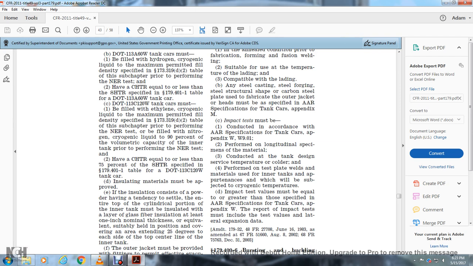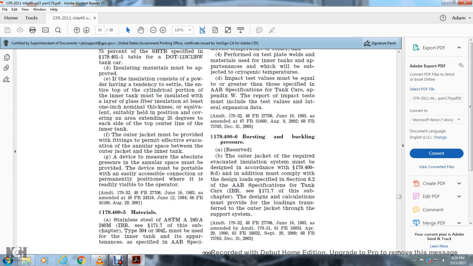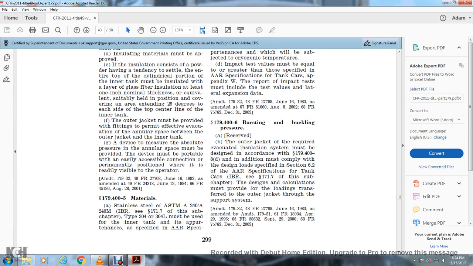The insulation consists of the powder having the tendency to settle entirely with the top of the cylindrical portion of the inner tank, that must be installed with a layer of glass fiber insulation at least 1-inch nominal thickness or the equivalent, suitably held in position with a covering area extending 25 degrees each side of the top center line of the inner tank. The outer tank must be provided with the fittings to permit the effective evacuation of the annular space between the outer jacket and the inner tank. The device to measure the absolute pressure of the annular space must be provided, the device must be portable with easily accessible connection, with a permanent position where it is readily visible to the operator.